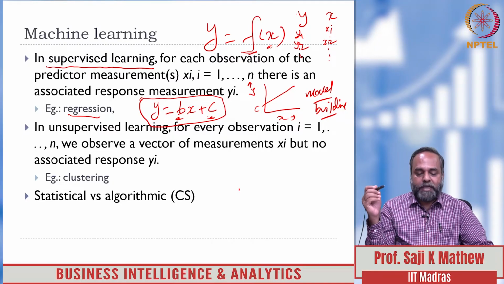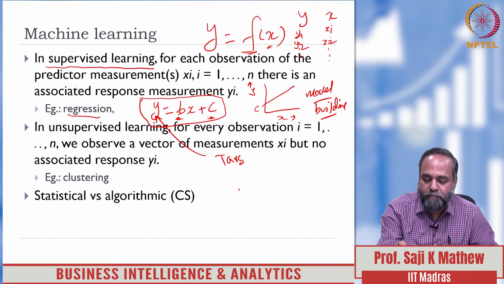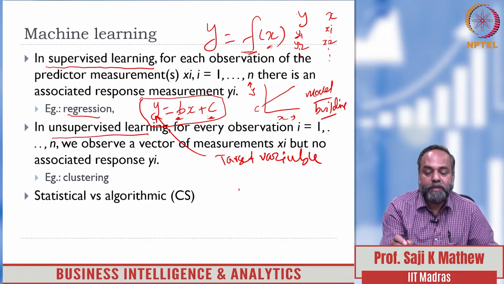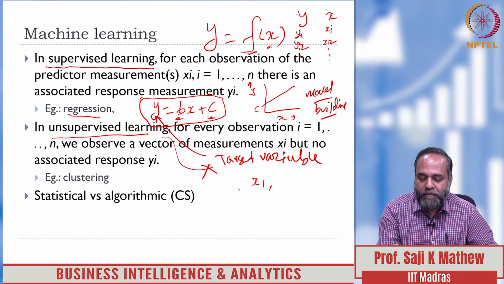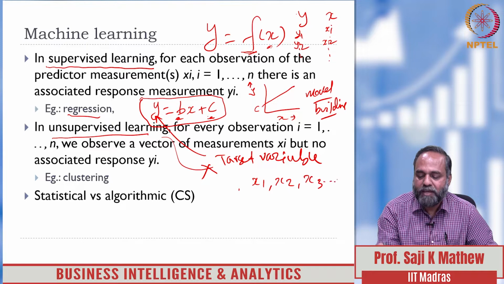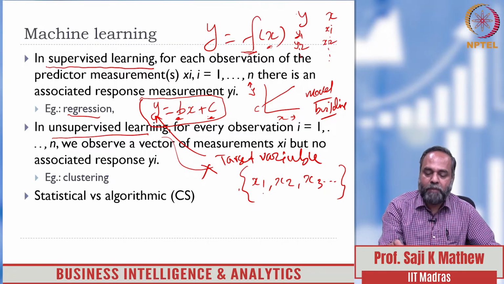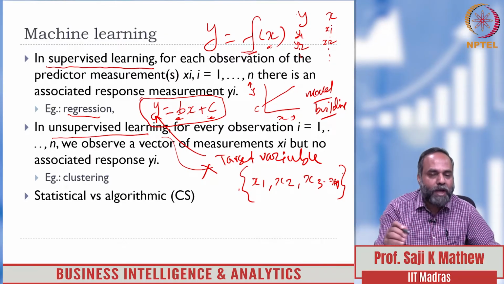In unsupervised learning, there is no such variable as y, no known target variable. There is no target variable; you have only x1, x2, x3. Here x1, x2, x3 to xp are not values of x, but p variables, and there is no y variable.